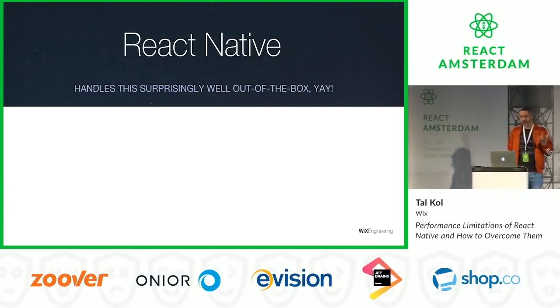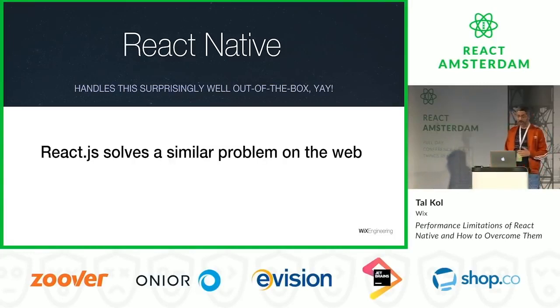So in React Native, actually, this is handled out of the box in a surprisingly impressive way. And who do we have to thank for that? We actually have to thank React for that. React.js actually solves a very similar problem on the web, because on the web, you have essentially the same thing going on. You have the JavaScript realm, which is your JavaScript thread, and you have the DOM. And the DOM is a native construct. And every time you try to update the DOM, the update is synchronous on the web.